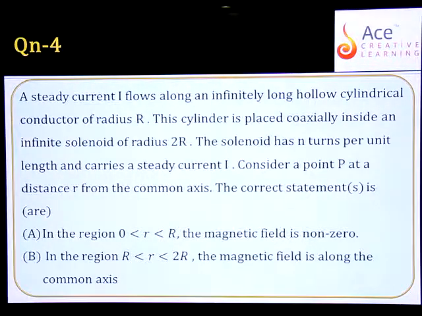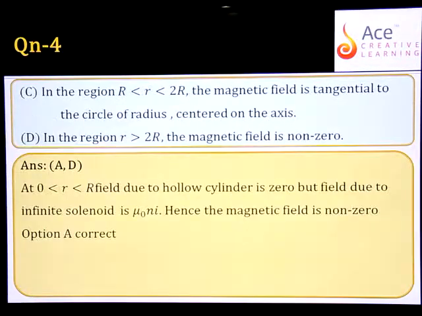Question number 4 is from magnetism. The correct options are A and D. So in the region 0 less than r less than capital R, the field is only due to the hollow cylinder. The field due to the hollow cylinder is 0, but it is only due to the infinite solenoid. Hence magnetic field is non-zero. Option A is definitely correct.